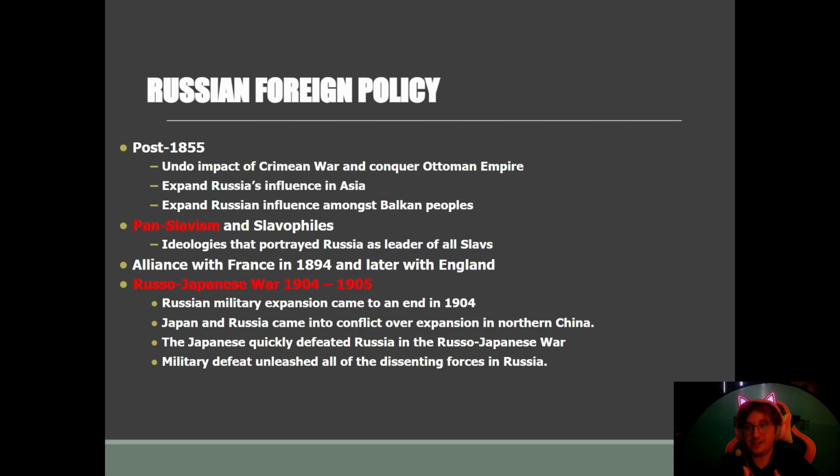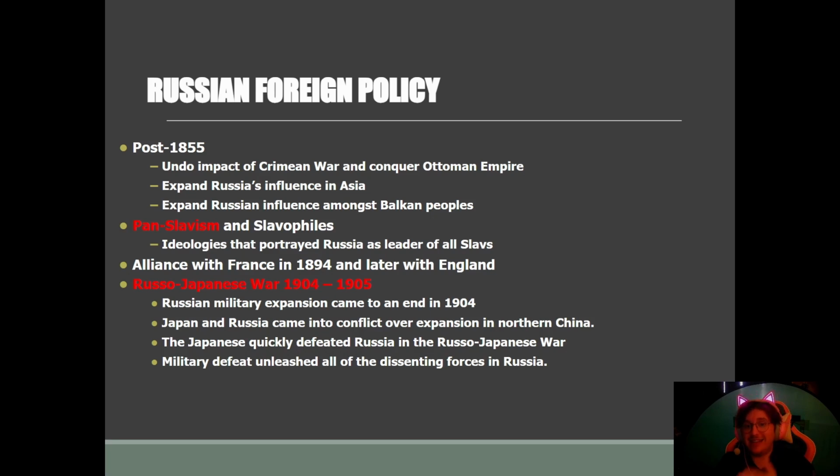Right? So the idea of Pan-Slavism comes up, since many Russians are already Slavs. So the idea was to portray Russia as the leader of all the Slavic people. Right? Combine this with an alliance with France in 1894 and later with England. Right? Russia is really starting to rise up.